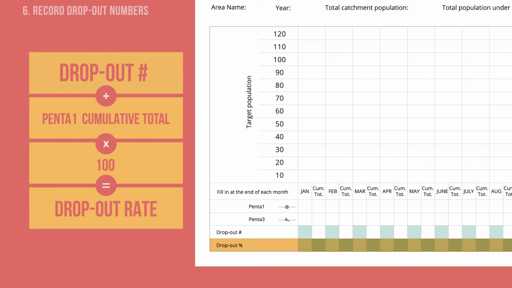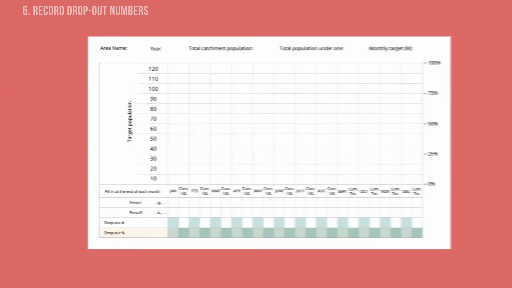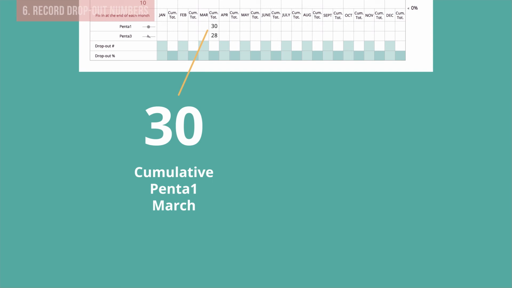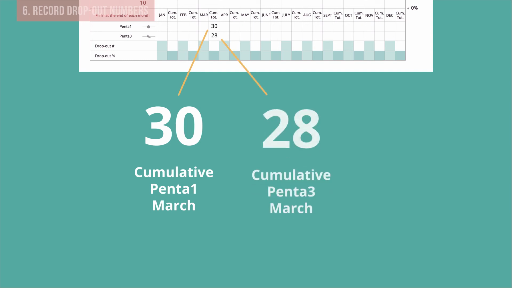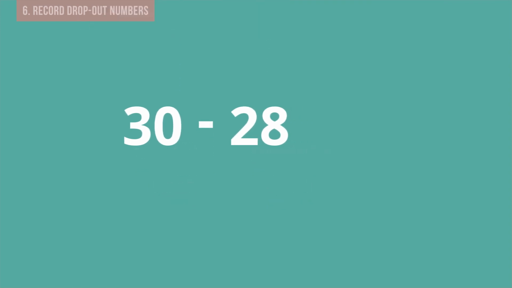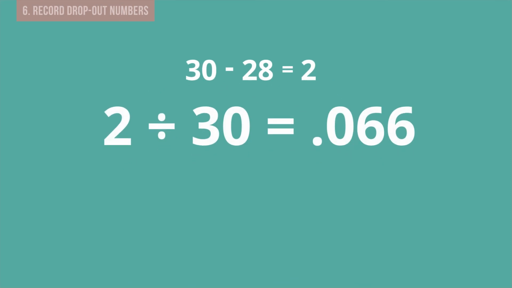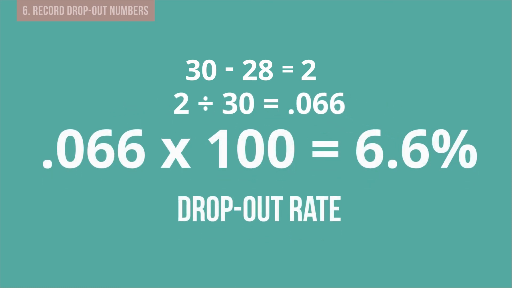Let us work through an example together. Here, we see that the pentavalent 1 cumulative total for March was 30, and the pentavalent 3 cumulative total for March was 28. 30 minus 28 is 2. Then we divide this number by the pentavalent 1 cumulative total, which is 30. Multiply this number by 100 to find the dropout rate.